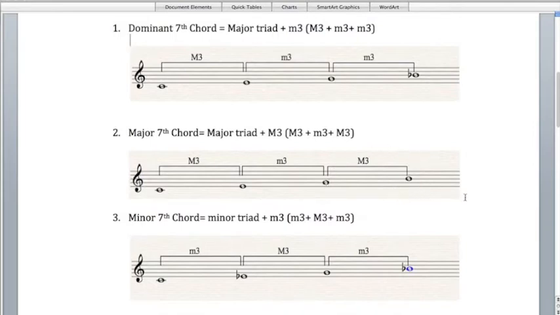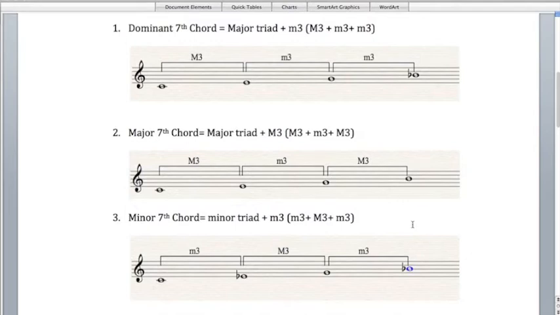Notice that both dominant and major seventh chords contain a major triad at the bottom. However, the difference is that the dominant seventh chord has a minor third above the major triad, while the major seventh chord has a major third above the triad.